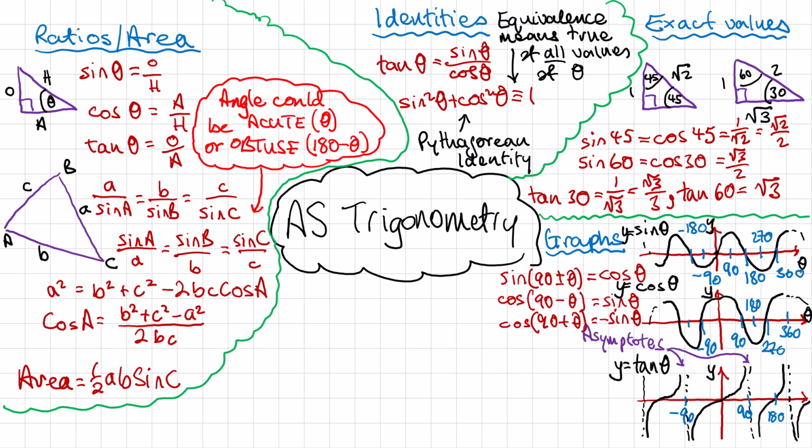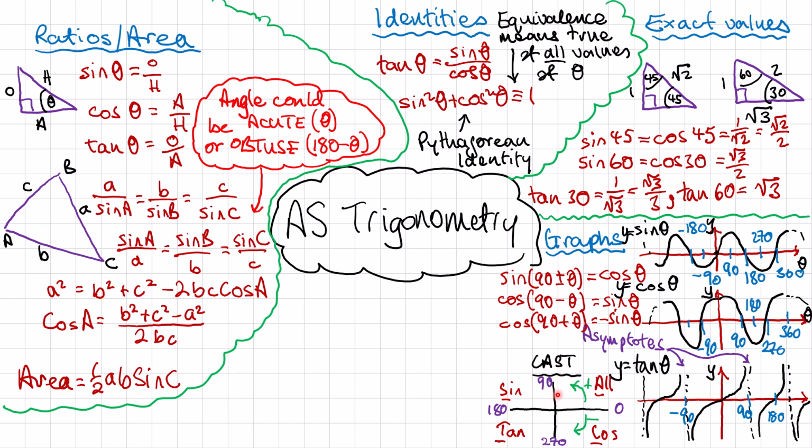Now from these graphs we can get some other identities, which is the sine of 90 plus or minus theta is equal to cos theta, the cos of 90 minus theta is equal to sine theta, and the cosine of 90 plus theta is equal to negative sine theta. And linked to graphs is this thing called a cast diagram, which is going to be useful for the next bit, which is solving equations.